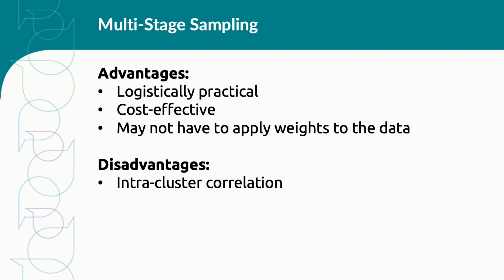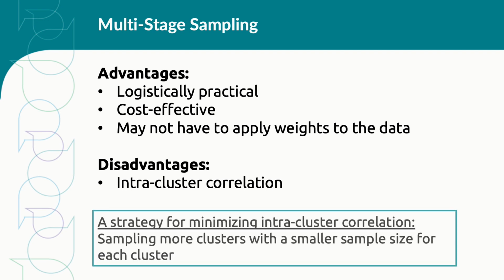particular village, tend to be more similar to each other than households in other clusters. This phenomenon is called intra-cluster correlation. One strategy for minimizing intra-cluster correlation is sampling more clusters with a smaller sample size for each cluster.